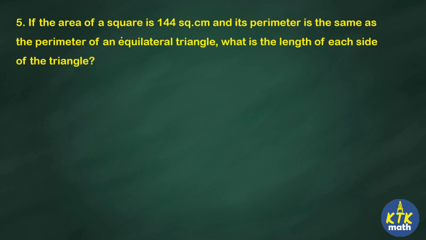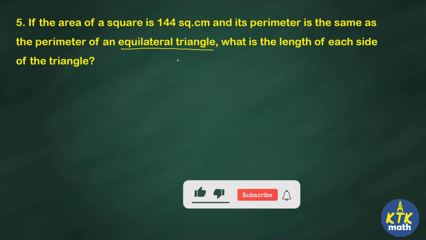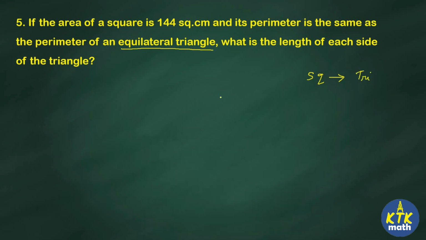Next question. If area of square is 144 square centimeter and its perimeter is the same as perimeter of equilateral triangle, what is the length of each side of the triangle? It's a very interesting question because we are comparing two shapes. One is square and we are comparing square with triangle. Your options are given like this: 12, 16, 8 and 14. First, what we need to find? Area of square is given. Okay, try to understand.